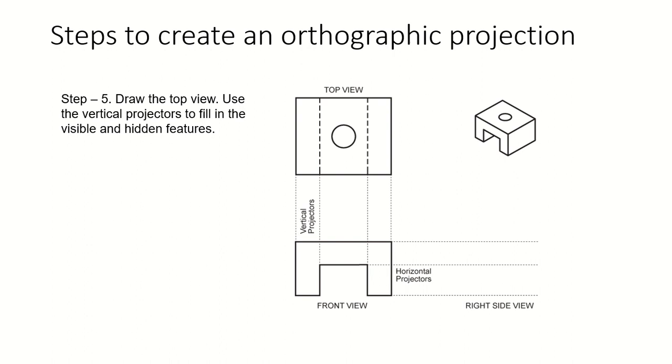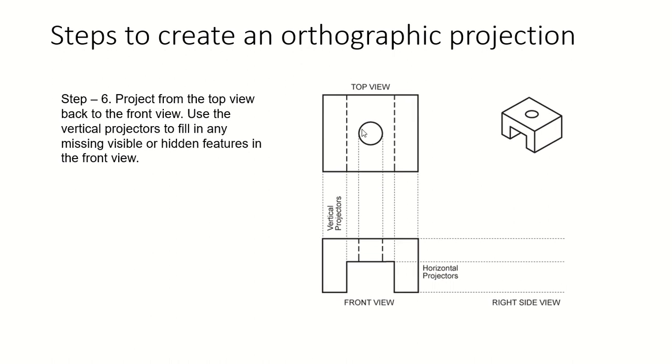Very clearly. Then we're going to project from the top view back to the front view because we want to draw this hidden feature, which is your circle. Going back down, because we need that dimension, the diameter of the circle. We can see that circle from the top view very clearly, but you can't from the front view. So we've got to draw what we can see with the visible line first, and then go down and do the same thing.